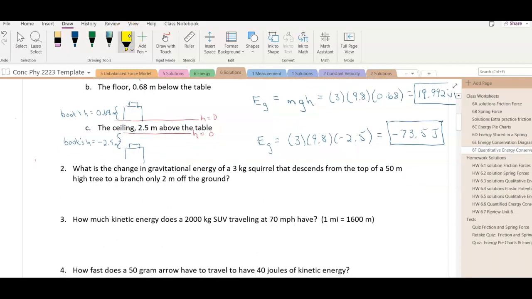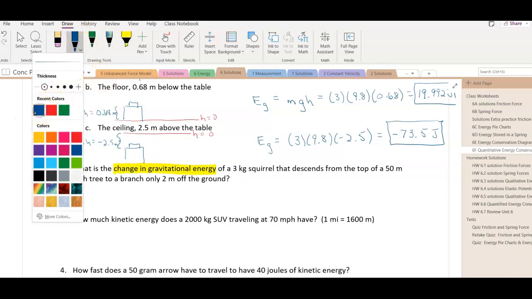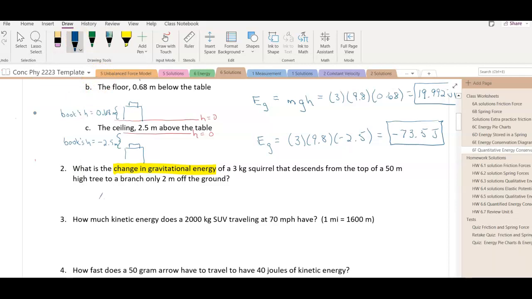In this next example, it's talking about the change in gravitational energy of a squirrel. So this would be an opportunity to use the change formula. The change in the gravitational potential energy of the squirrel is the weight of the squirrel, right? That's the mass times 9.8, multiplied by the change in height, which is the final height minus the initial height.